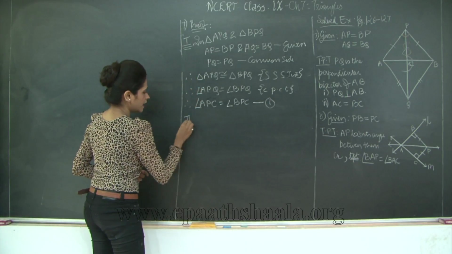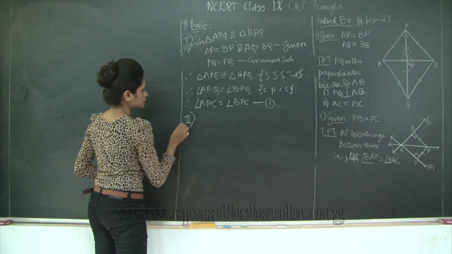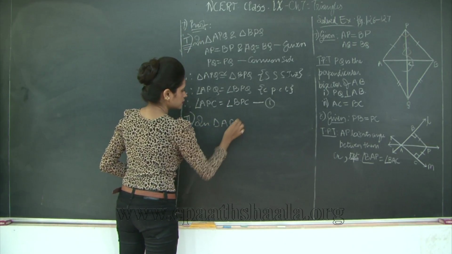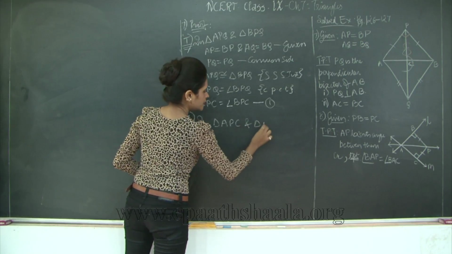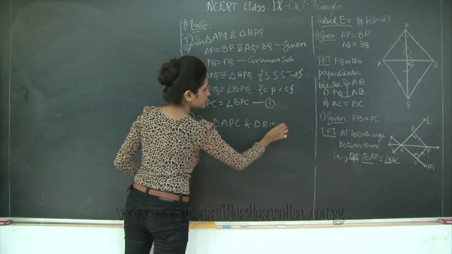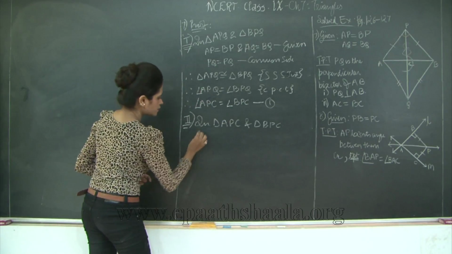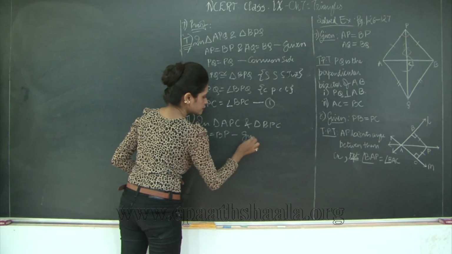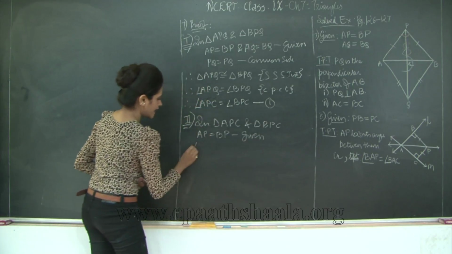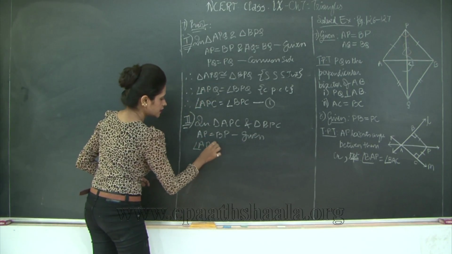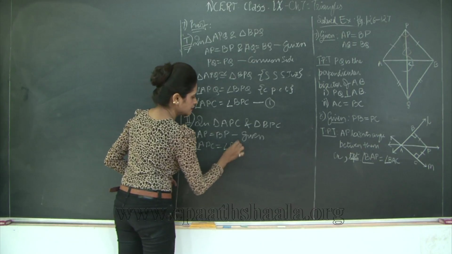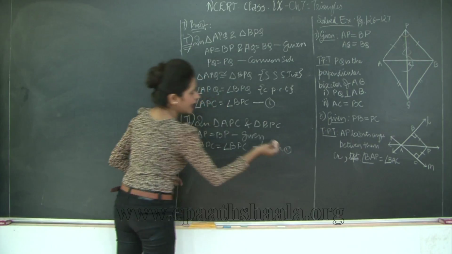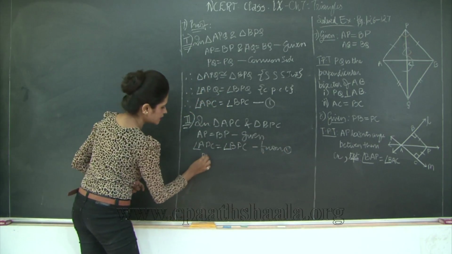So now my second part, in triangle APC and triangle BPC, I have what? AP is equal to BP, which is given. I have angle APC is equal to angle BPC, so I will say from 1, and PC is equal to PC, common side.